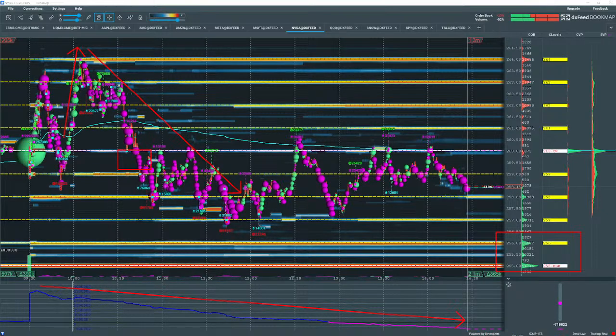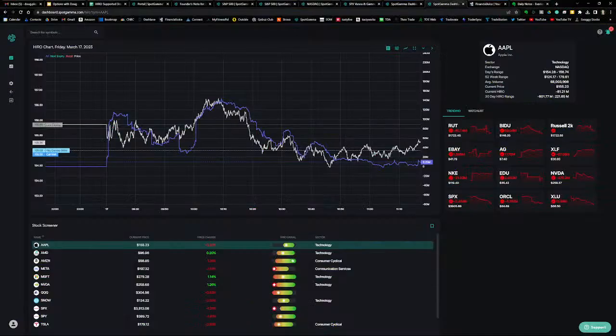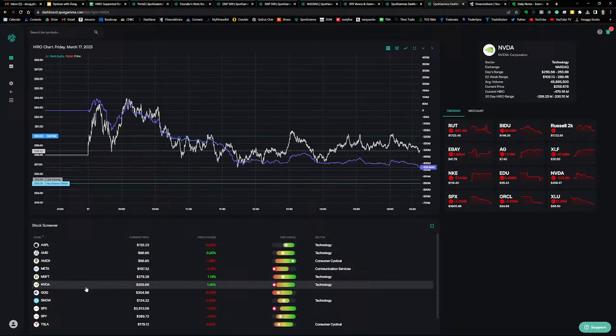Let's go take a look at Hero and see what options traders are doing in NVIDIA. And again, note the weak Hero signal here. Now Hero is, whoops, wrong tool. Hero is as weak as it has been in the last 30 days and weaker than it has been in the last 5 days. Weak Hero signal.